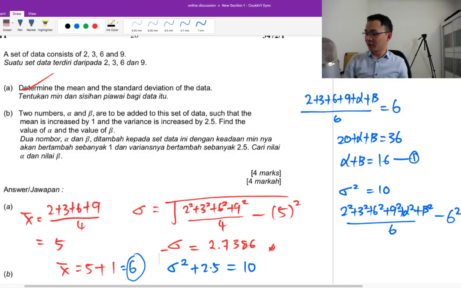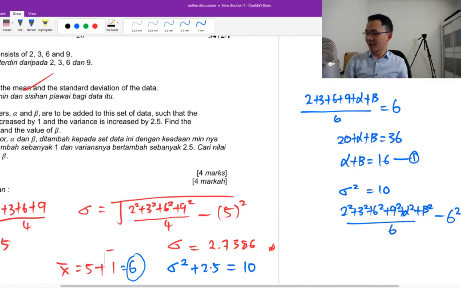Let me just scroll a bit. Oh my god. Okay, it's fine because it hung already. Let me just finish this one.